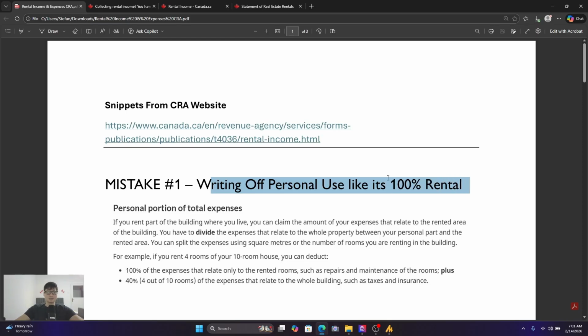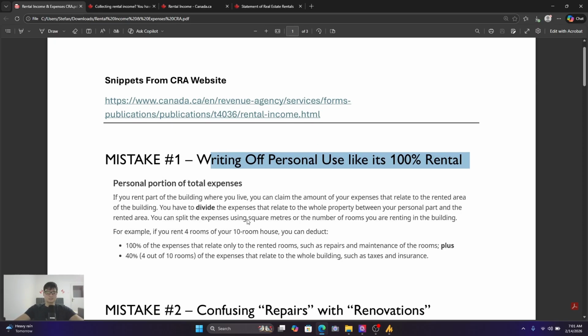Okay, what does that mean? So that means that you have a personal portion of total expenses. So let's say you own a home, but you are only renting out one half of it, 50% of it. You're only renting the downstairs, okay? You are not able to deduct 100% of the expenses. You can only deduct the expenses related to that one half.